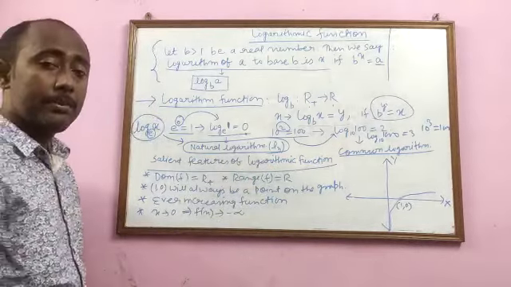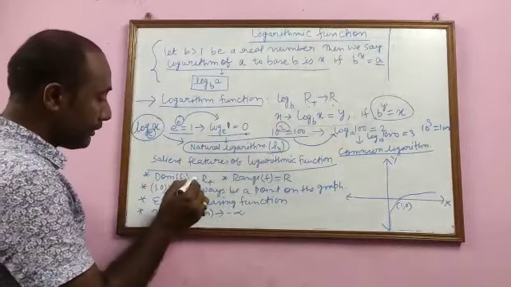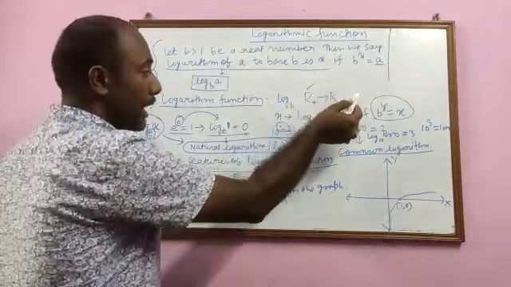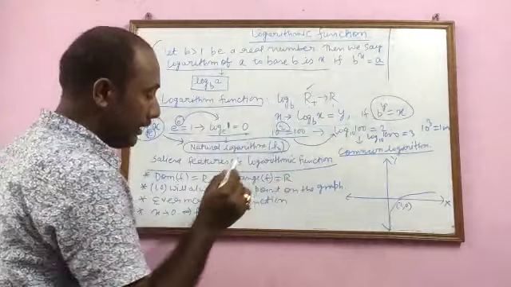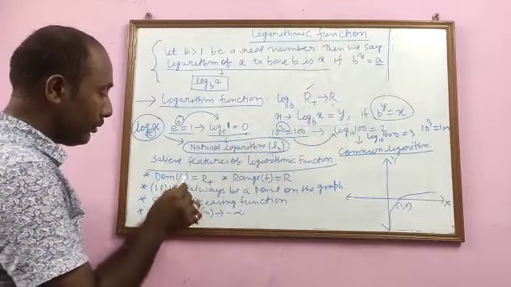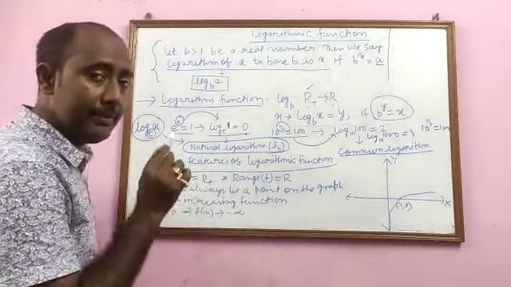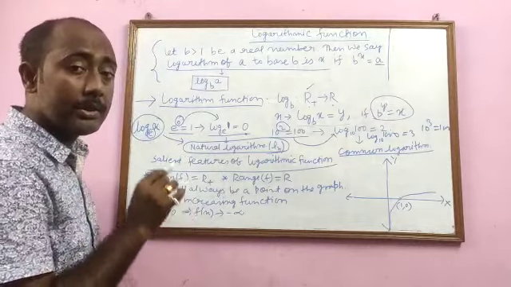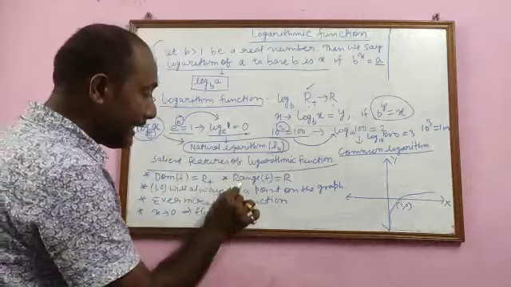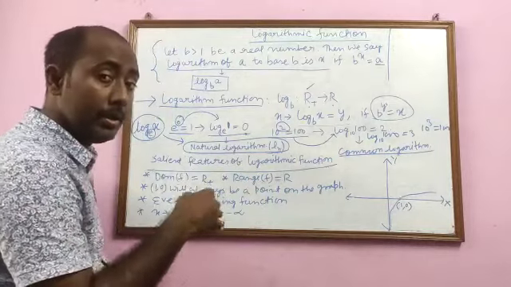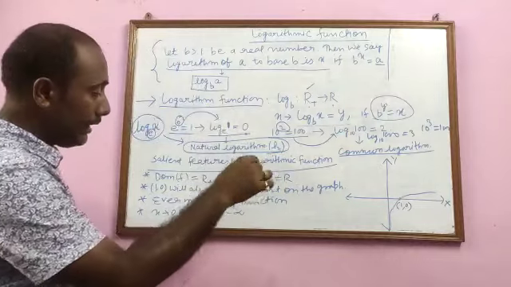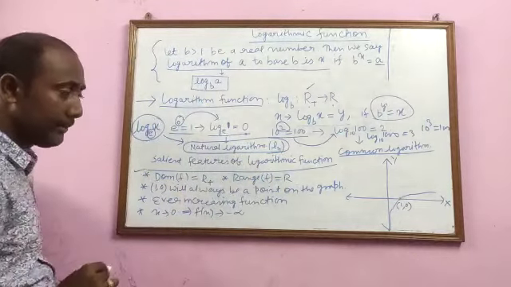Some salient features of logarithmic functions: the domain of the function is R plus, that I have already explained here, that it is from R plus to R, and the range part is R. So in a logarithmic function the domain cannot be a negative real value or even 0. The domain should always be a positive real value. And the range can be any real value. The value of y can be any real value in case of a logarithmic function.